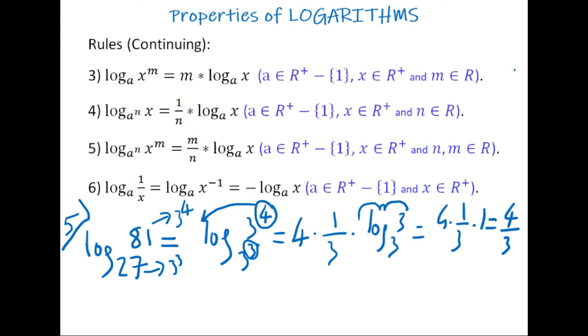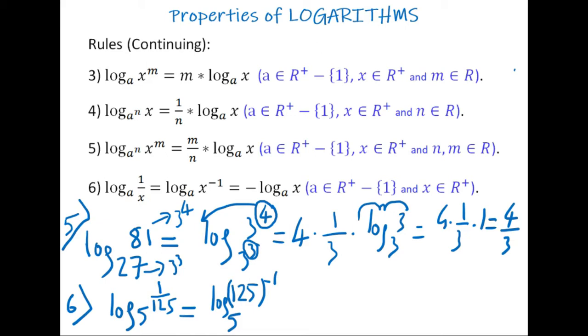And if you look at the 6th property, it actually looks like the 3rd property. It is just slightly different from number 3. For example, let's say logarithm of 1 divided by 125 in base 5 is what? This is equal to logarithm of 125 to the power of negative 1, and the base is 5. So that negative 1 comes in front of the logarithm. So it's going to be negative 1 times logarithm of 125 in base 5.